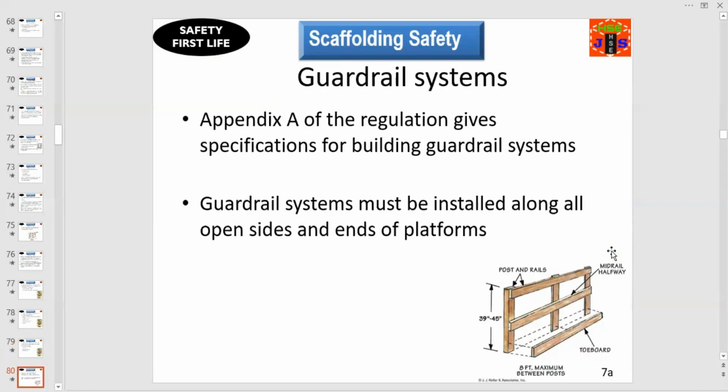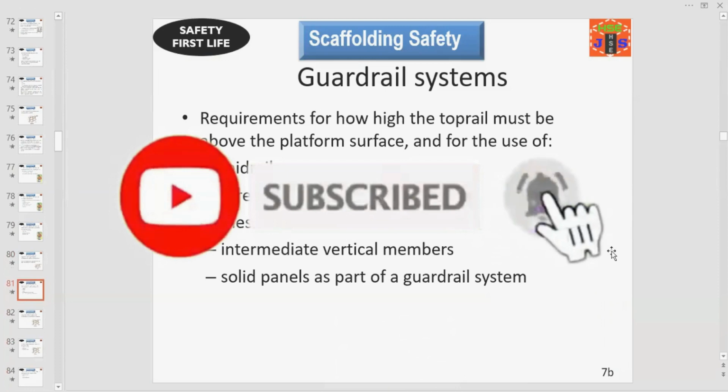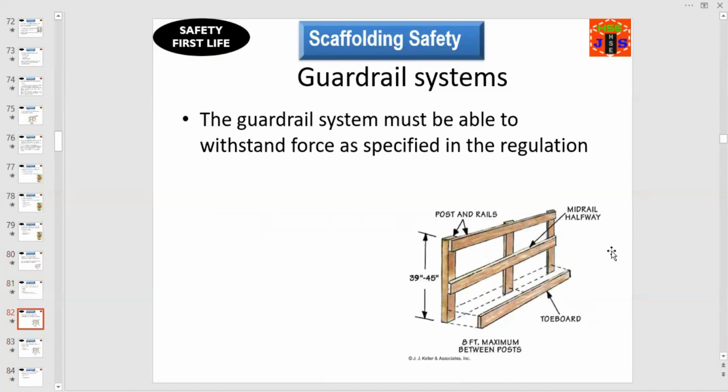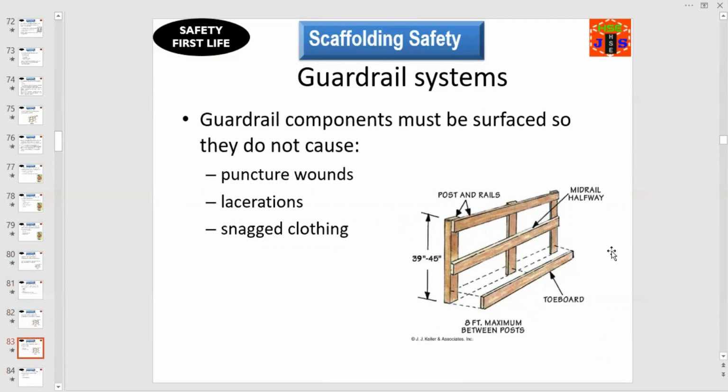Remember, guardrail systems must be installed along all open sides and ends of the platforms. There are requirements for how high the top rail must be above the platform surface, and for the use of mid-rails, screens, mesh, intermediate vertical members, and solid panels as part of a guardrail system. The guardrail system must be able to withstand force as specified in the regulation. Guardrail components must be surfaced so they don't cause puncture wounds, lacerations, and snagged clothing.